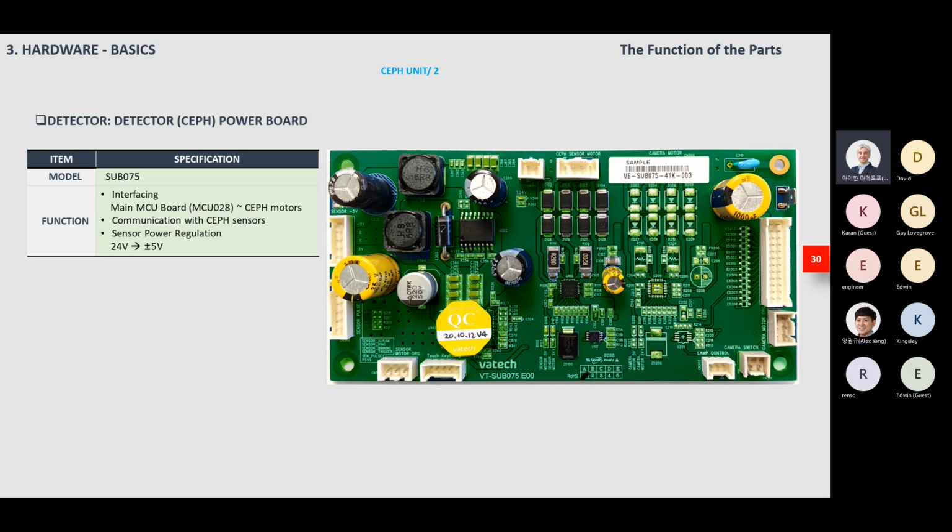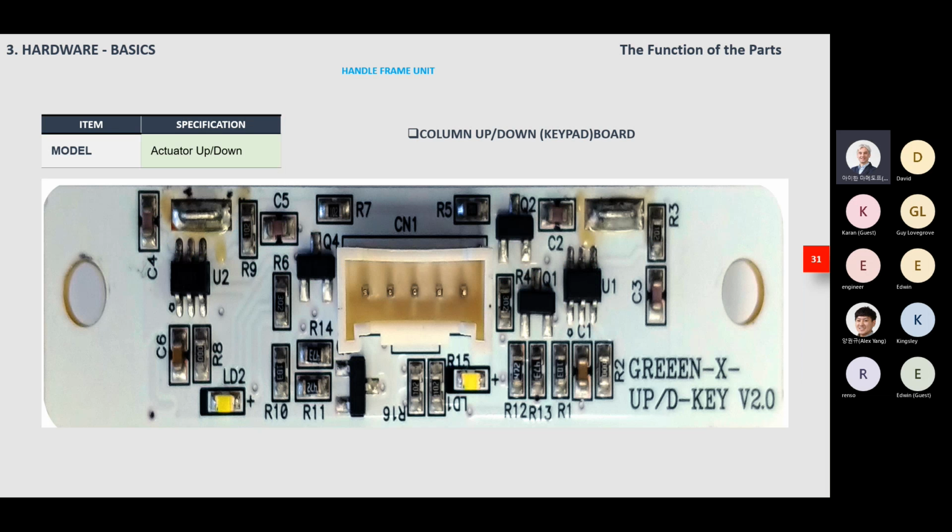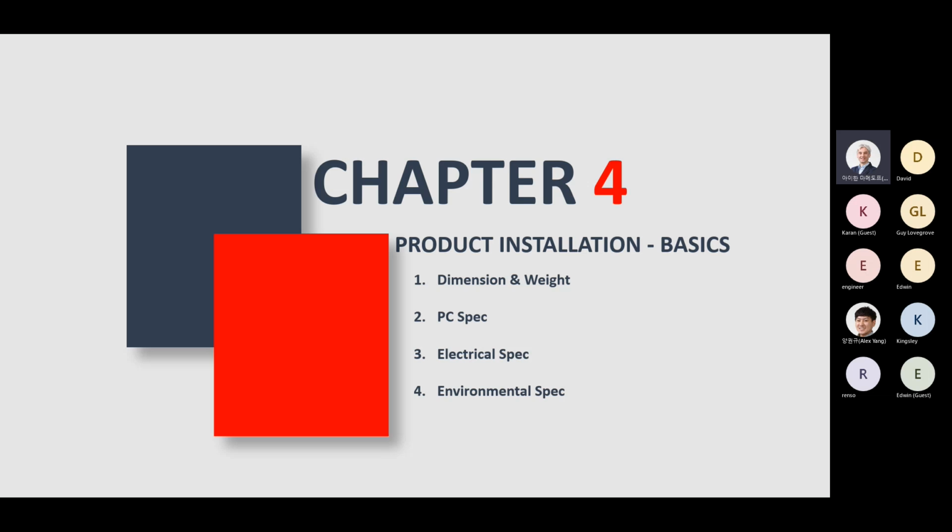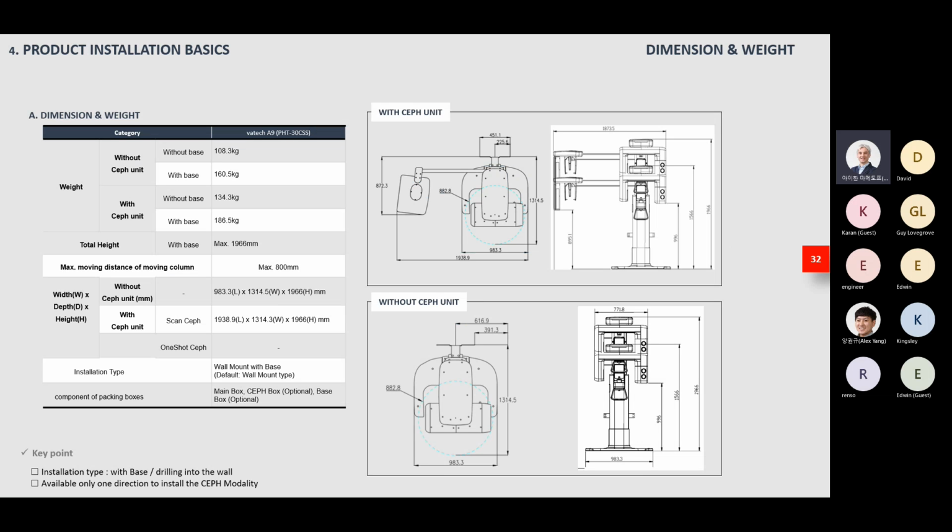In the case of the power board, this is the CEF power board. You probably already know this. And this one is the keypad board. It was the same for the Green X. You can see it's quite a simple keypad board on this A9. And these parts, due to time issues, I can skip, because you can find all this information and they are not that important actually.